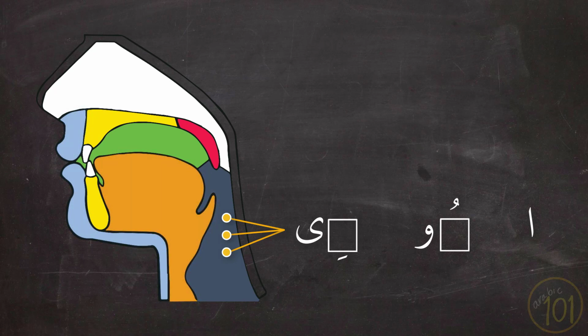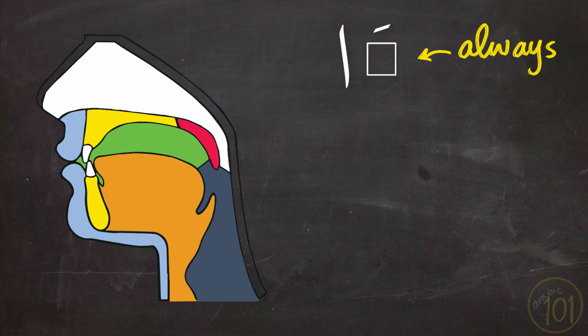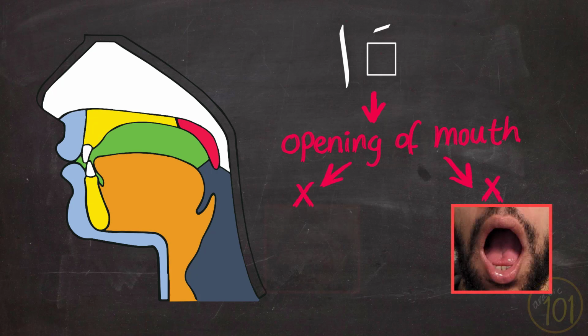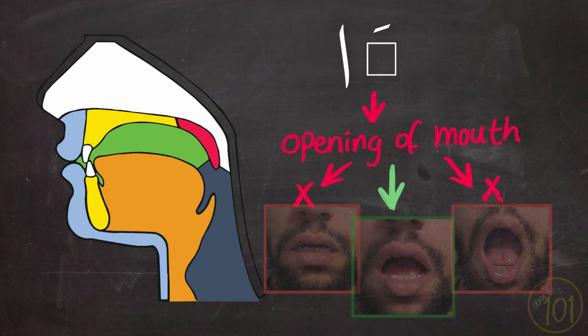To understand more what I mean, let us start by the first one, which is alif. Alif is always preceded by a letter with fatha, so it is always used as a med letter. When pronouncing alif in Arabic, the only thing you should be paying attention to is the opening of your mouth. It should not be too wide open, and at the same time it shouldn't be too closed either. It should be somewhere in between, an average opening.